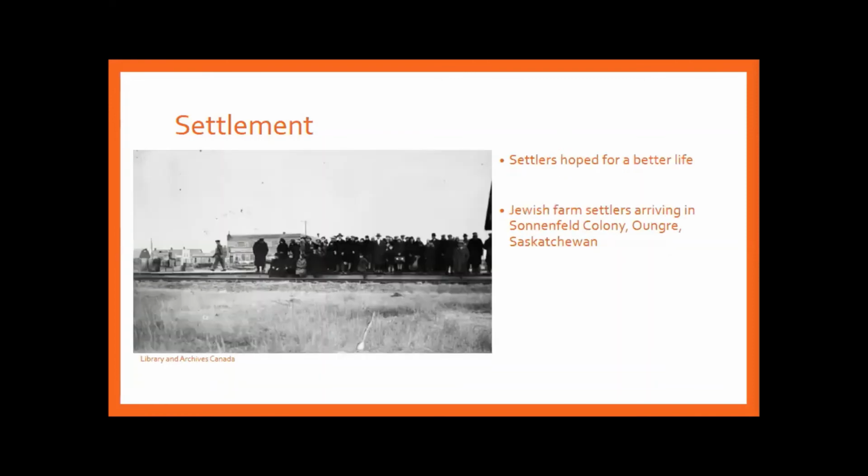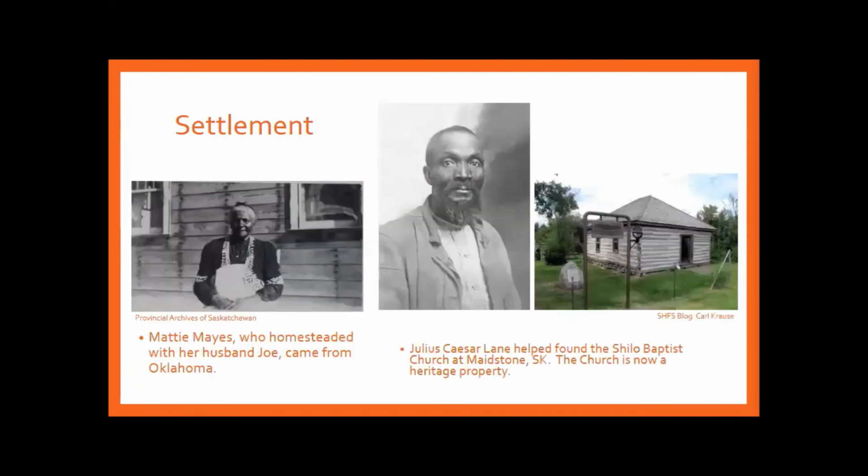And some settlers came because they wanted to escape persecution. So we've got Jewish settlers who started Jewish farm colonies in Saskatchewan. And one of the other really cool things is we also had settlers from the US come to Saskatchewan. And two of those people were Mattie Mays and Julius Caesar Lane. And they had a black farm settlement at Maidstone, Saskatchewan, and the Baptist church there was just declared a heritage building because of how important that history of black settlers in Saskatchewan is to our province. But it's, again, one of those things that kind of is a cool history, but is a little bit hidden.